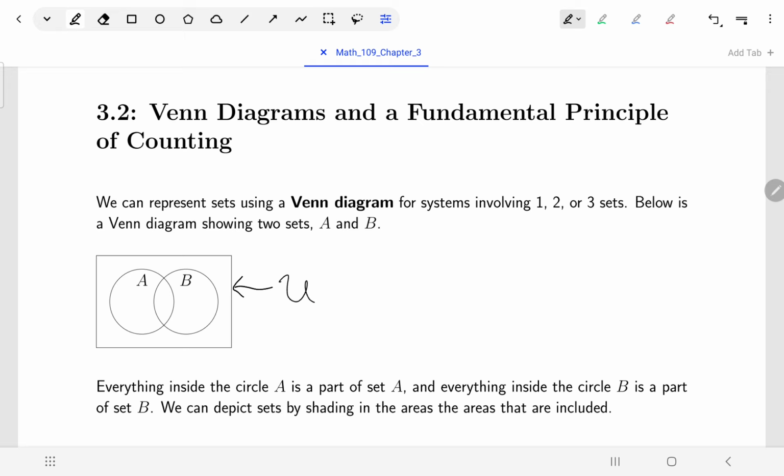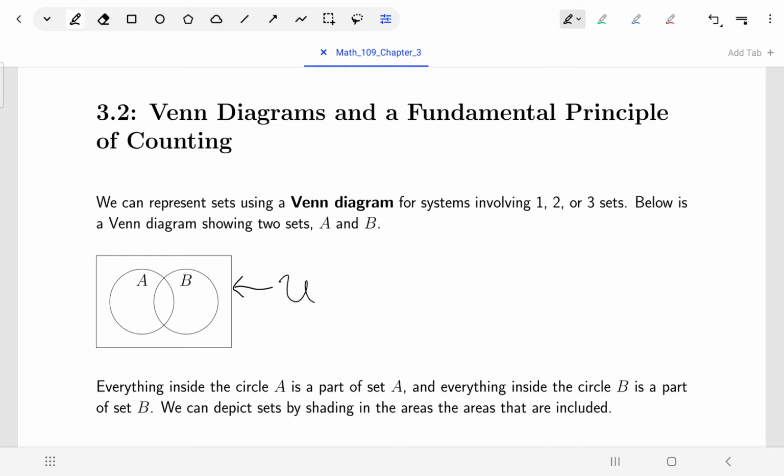And inside the universe, we'll have one or two or maybe three sets, and each one of those sets will be represented by circles. So I've got a universe here with two sets, A and B, and I've drawn the A and the B as possibly overlapping because unless I know otherwise, unless I know that the sets are disjoint, then I'll draw them as possibly overlapping.